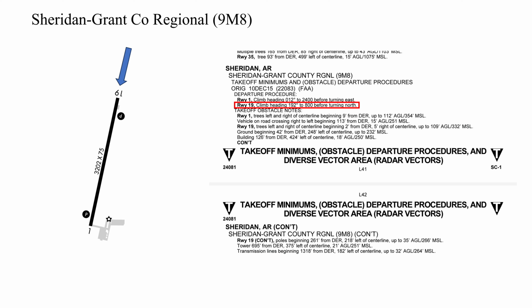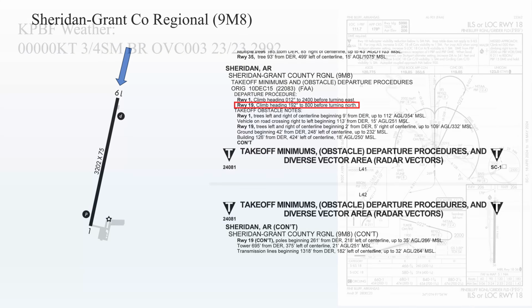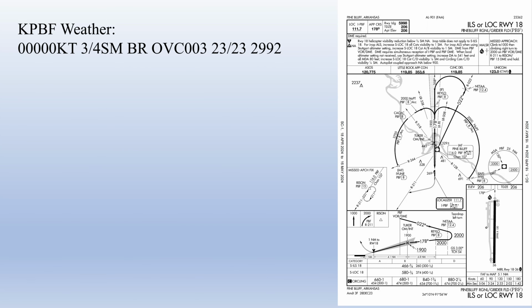We'll assume that the weather in Sheridan is good enough to get back in there on one of the RNAV approaches and that we feel comfortable departing. Current reported weather at Pine Bluff is calm winds, 3/4 statute mile visibility in mist, overcast ceiling 300 feet, temperature 23, dew point 23, altimeter 2992, with a forecast for it to remain the same for the next few hours. We'll assume that we have filed an alternate for the flight and that it is a legal alternate.